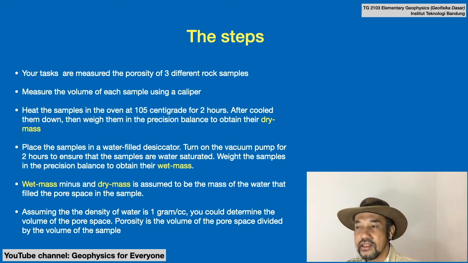Assuming that the density of water is 1 gram per cubic centimeter, the students could then determine the volume of the pore space. Porosity is defined as the volume of the pore space divided by the volume of the sample.